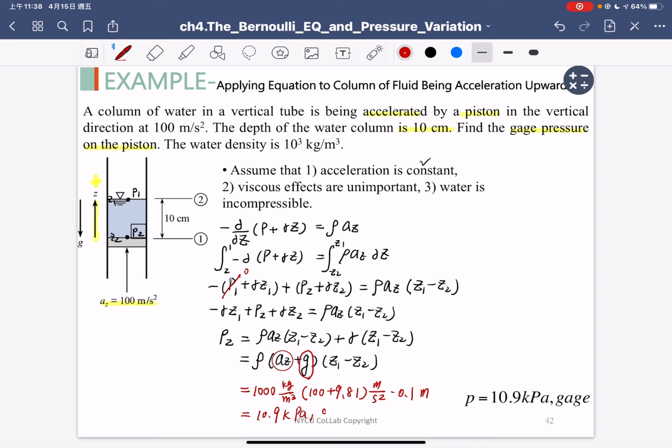And right now the pressure we computed is the gauge pressure. Okay, so this is one simple question. If we already know the accelerations of our flow, we can compute the pressure anywhere, how large it is.